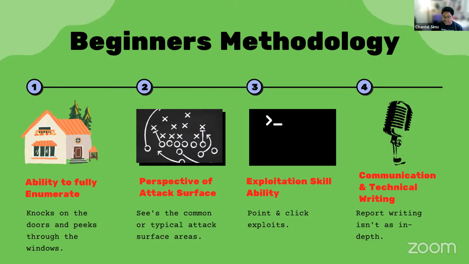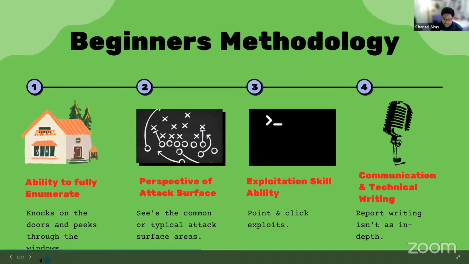So run an Nmap scan. Oh, it's vulnerable to whatever. Okay, let me enumerate the web application a little bit more. Oh, there's a Metasploit module for it, right? So your ability to fully enumerate, typically when you're looking at, let's say this house analogy, which I'll actually just jump into really quick.